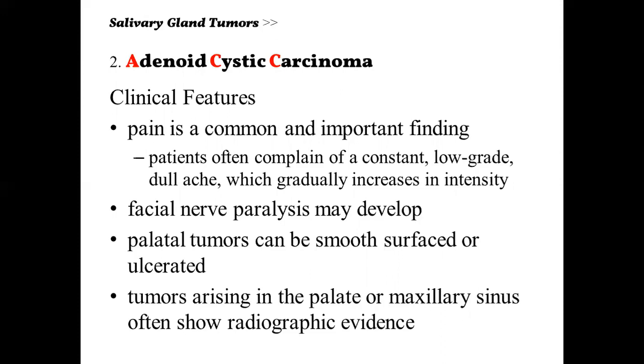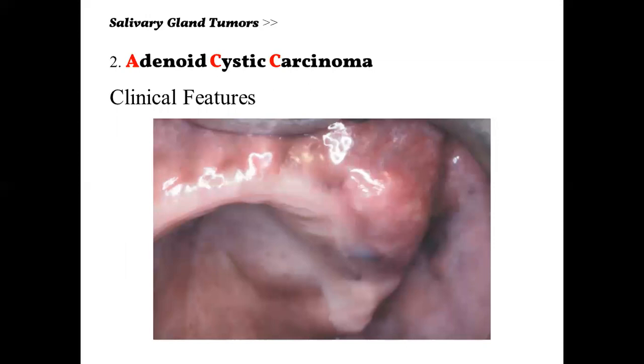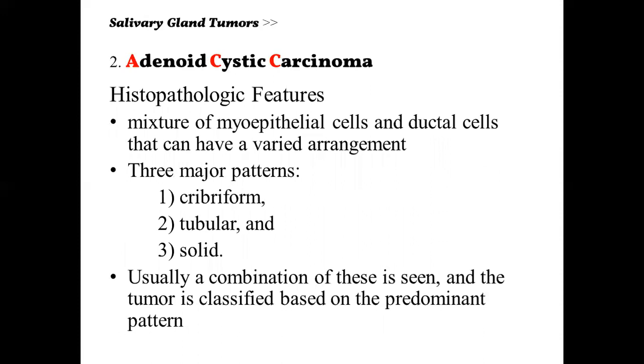Palatal tumors can be smooth surface or ulcerated. Okay. And if the tumor arises in the palate or maxillary sinus, it can often show radiographic evidence. This is a clinical appearance of an adenoid cystic carcinoma. So it looks like a smooth lesion. Okay. Histopathologic features will include a mixture of myoepithelial cells and ductal cells that can have varied arrangements.